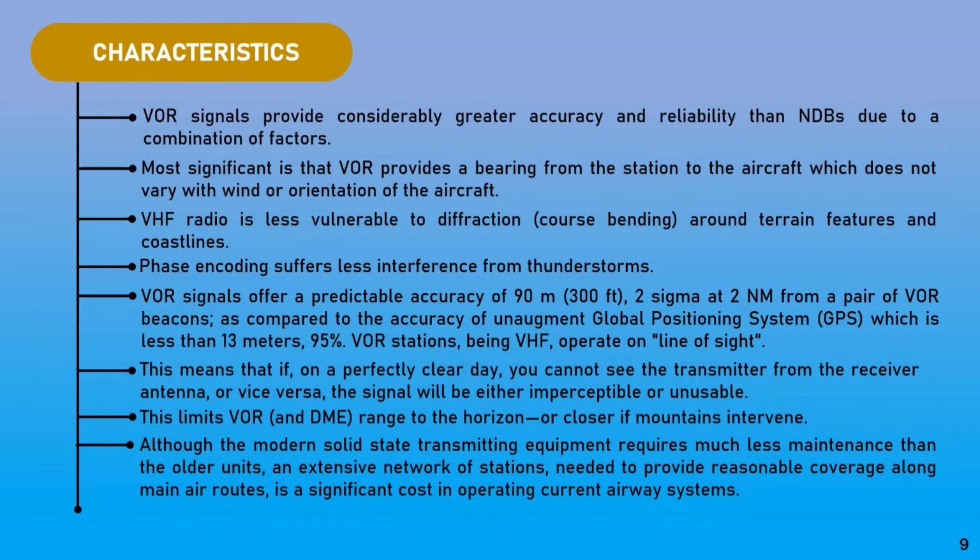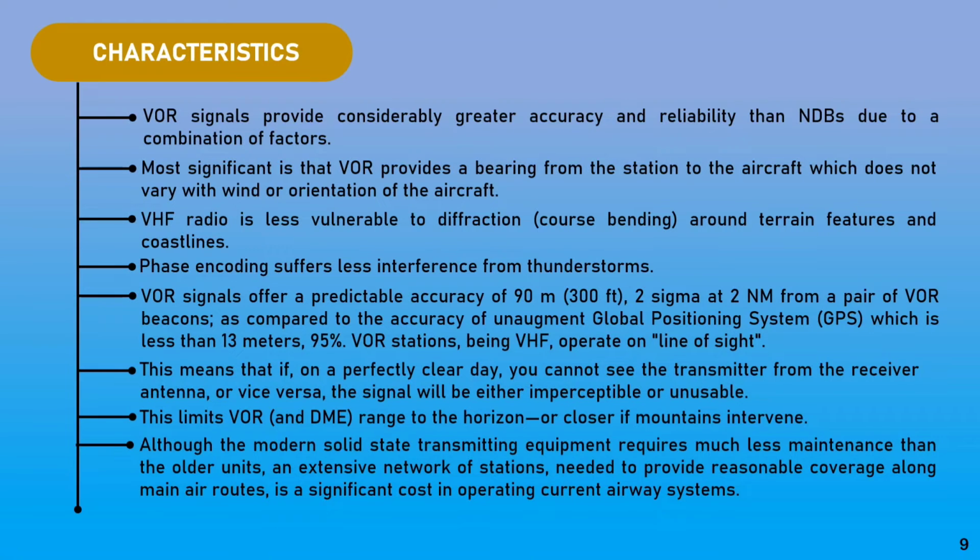Characteristics. VOR signals provide considerably greater accuracy and reliability than NDBs due to a combination of factors. Most significant is that VOR provides a bearing from the station to the aircraft which does not vary with the wind or orientation of the aircraft. VHF radio signal is less vulnerable to diffraction, the course bending around terrain features and coastline. Phase encoding suffers less interference from thunderstorms. VOR signals offer a predictable accuracy of 90 meters, 300 feet, 2 sigma at 2 nm from a pair of VOR beacons, as compared to the accuracy of unaugmented global positioning system, GPS, which is less than 13 meters, 95%.